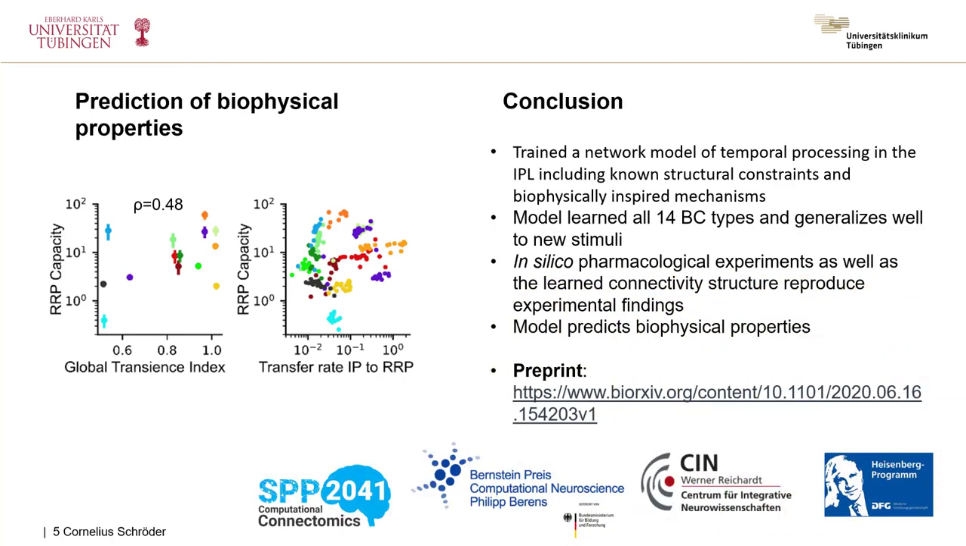Concluding, we can summarize that we trained a network model of temporal processing in the IPL, including known structural constraints and biophysically inspired mechanisms. Our model has learned all 14 bipolar cell types and generalizes well to new stimuli. In silico pharmacological experiments, as well as the learned connectivity structure, reproduce experimental findings. Finally, our model can make predictions on biophysical properties, which can be tested experimentally.